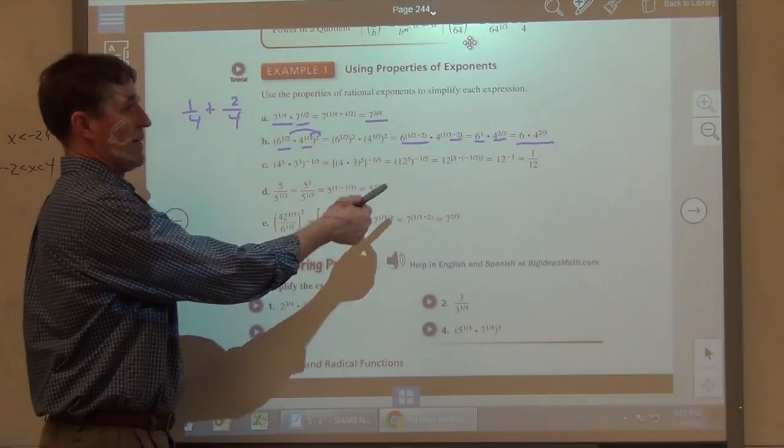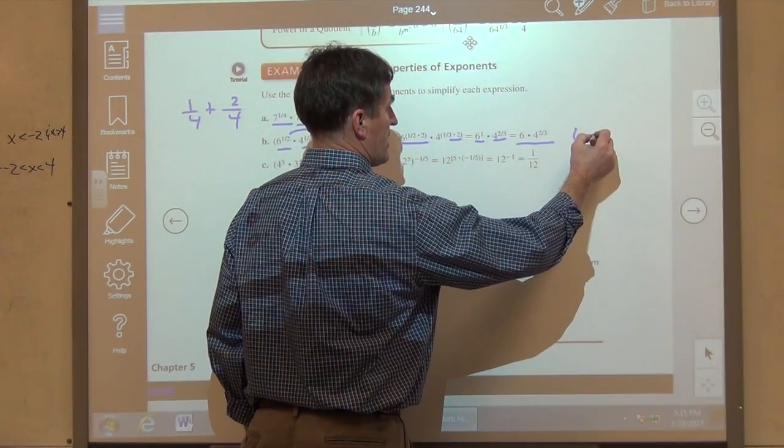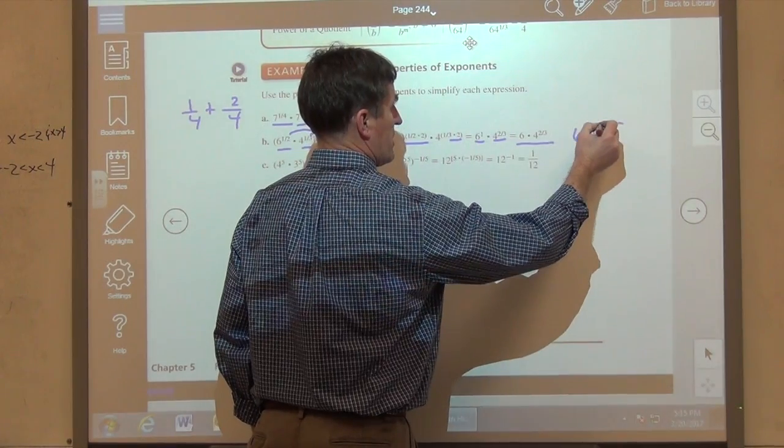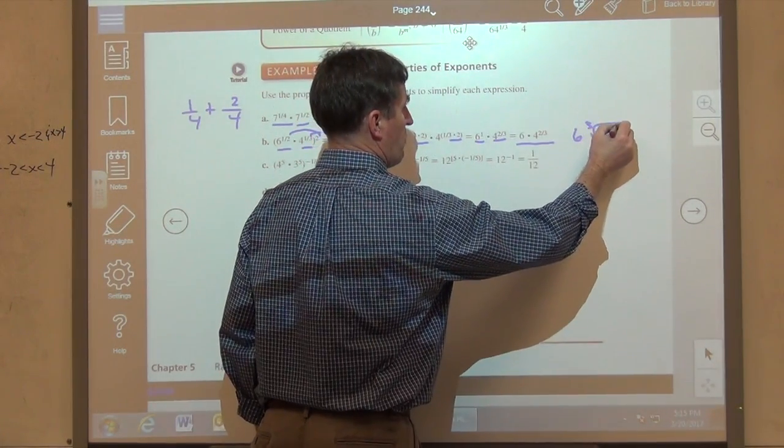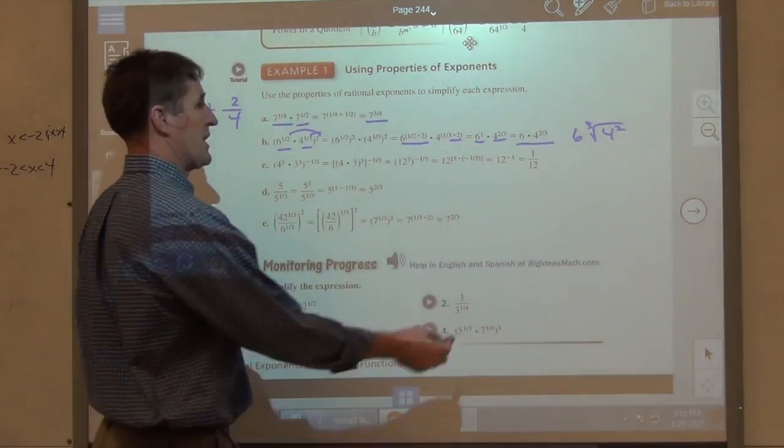If I wanted to write this in radical form, it would be 6 times the cube root of 4 squared. That's if I didn't write it with fractional exponents, but you can just leave it in this form.